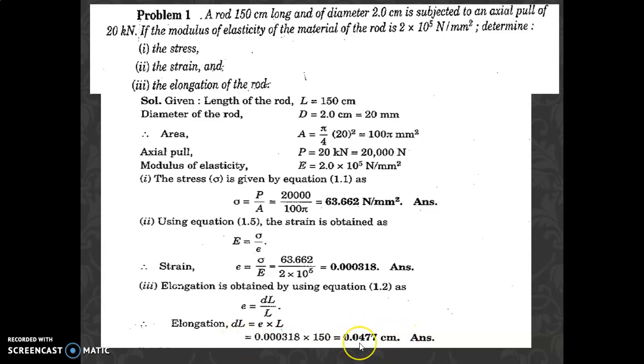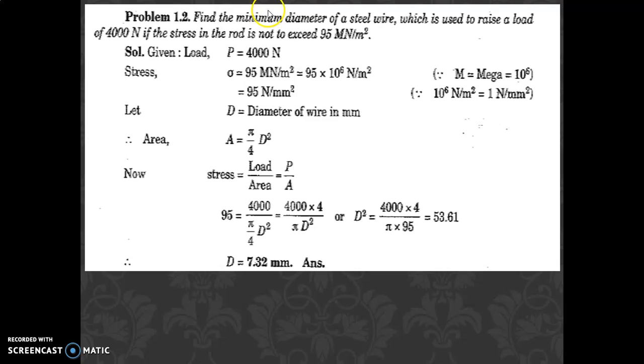Is it okay? So here we have got the answer as 0.0477 centimeter. Is it okay? So if we convert that into millimeter, then it will become 0.477 millimeter. Is it okay? So that is the elongation.